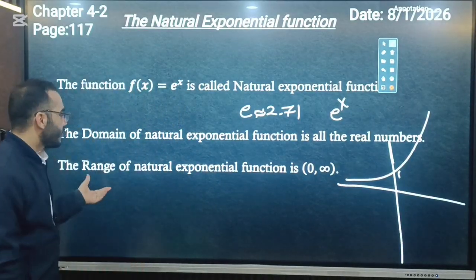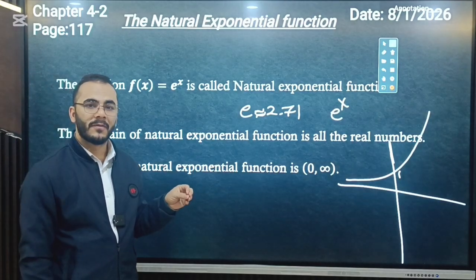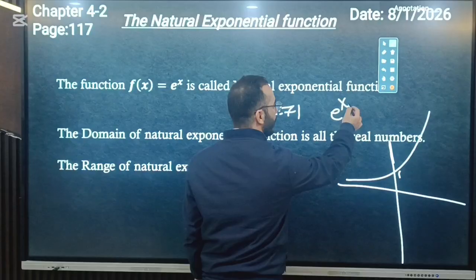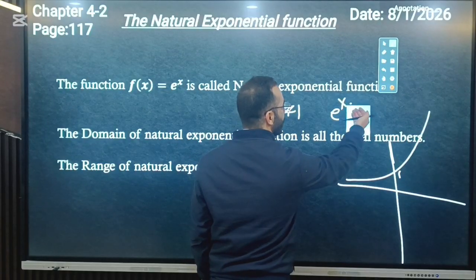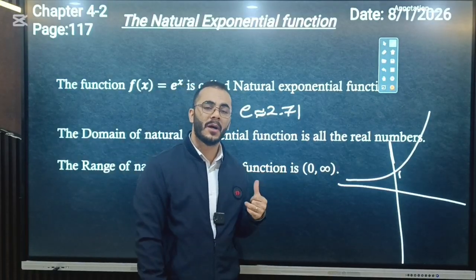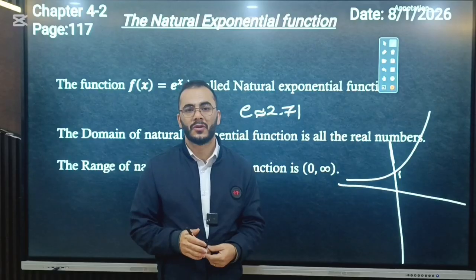And how about the range? The range is the one which is going to change. It depends on the type of the function. Sometimes we have a number next to this x. Sometimes we have another term that is added or subtracted to e powered by x. Sometimes there is a negative in front of e powered by x. So in each case, the range is going to change.